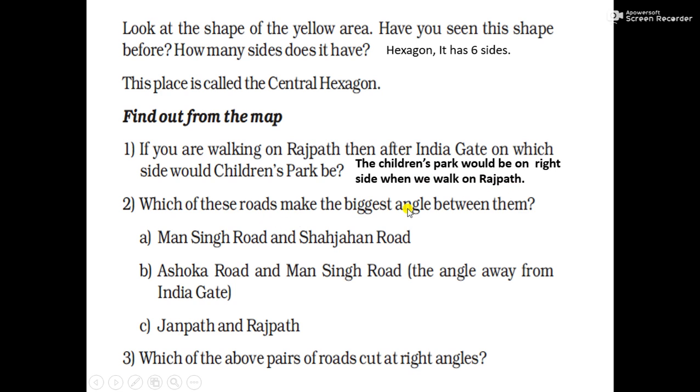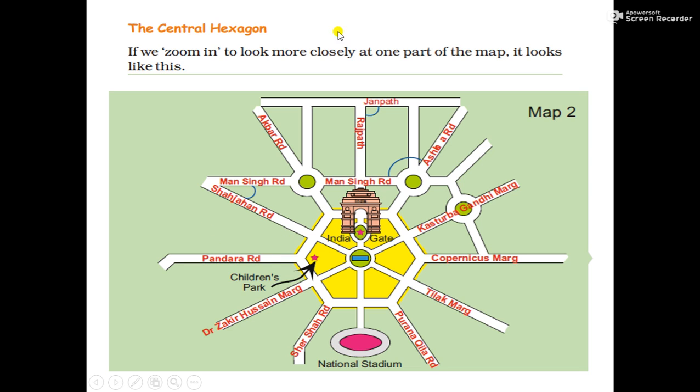Which of these roads make the biggest angle between them? Mansingh Road and Shahjahan Road, Ashoka Road and Mansingh Road, the angle away from India Gate, Janpath and Rajpath. Let's look at the map again. Mansingh Road and Ashoka Road make an obtuse angle, more than a right angle. Janpath and Rajpath make a right angle. And the third one, Mansingh Road and Shahjahan Road, makes an acute angle, less than 90 degrees.